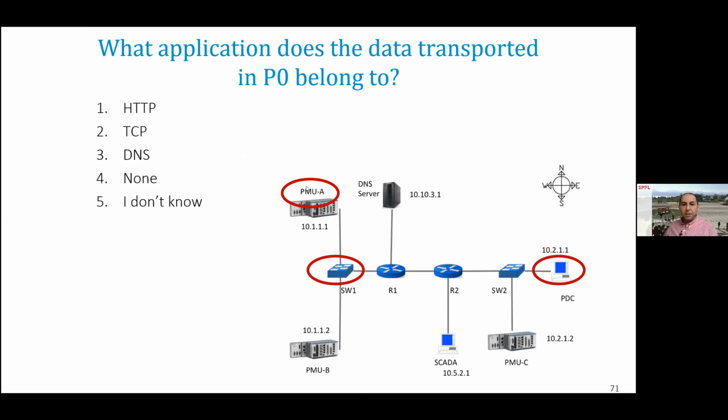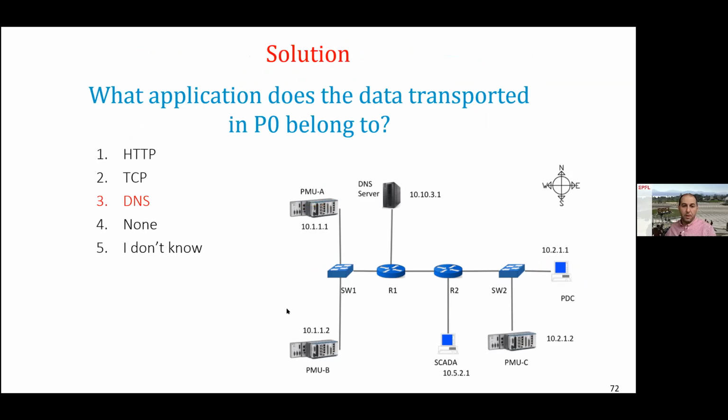So all that has been done so far is that the PMU got the MAC address of R1. So it's able to send a packet as a next hop to R1 that can be received by R1 on the same LAN. I close the poll. So the right answer is DNS.